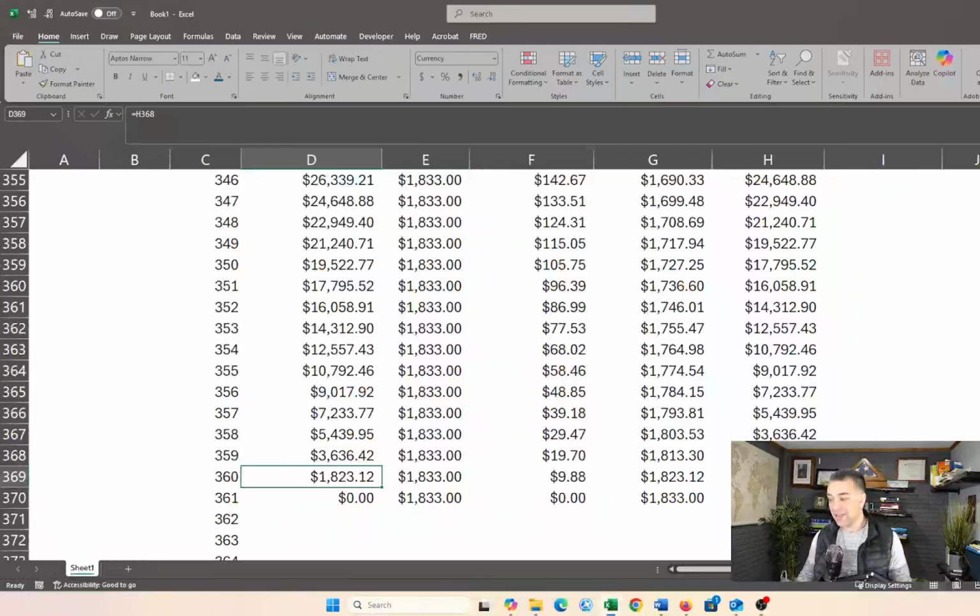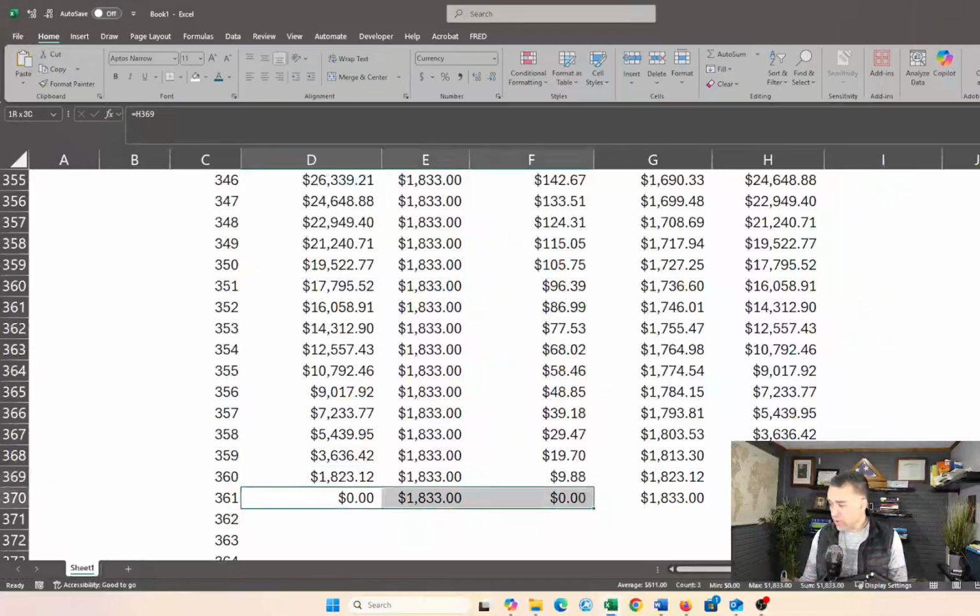Because why is that negative? Because if I made an 1833 payment, the beginning balance would be negative, which means they owe me money, right? It's not a beginning balance. So at that point, the loan is done. I'm going to adjust that later on so that it doesn't show up.